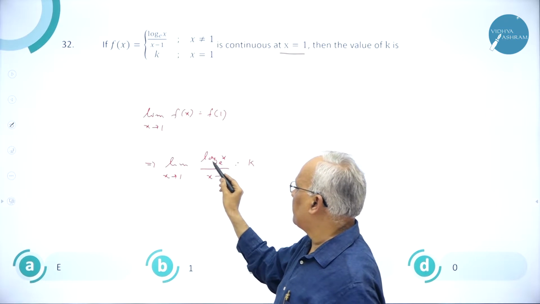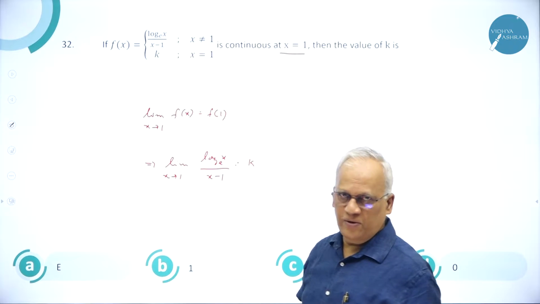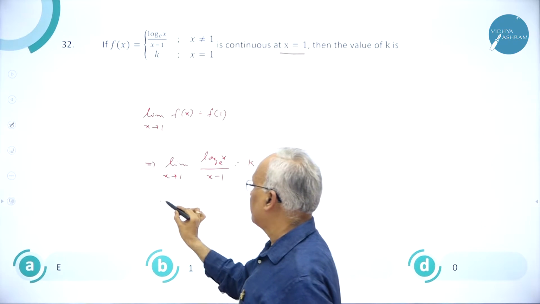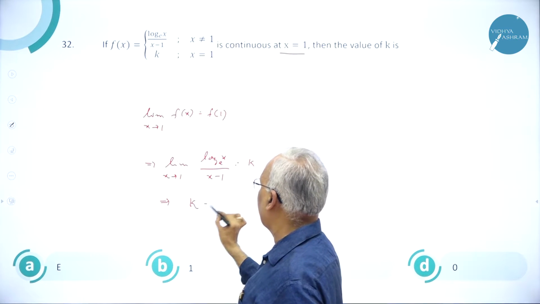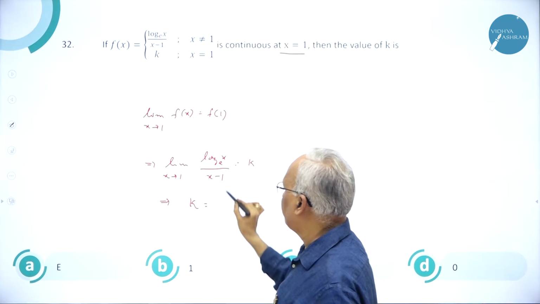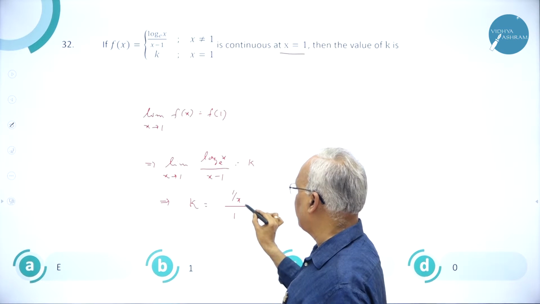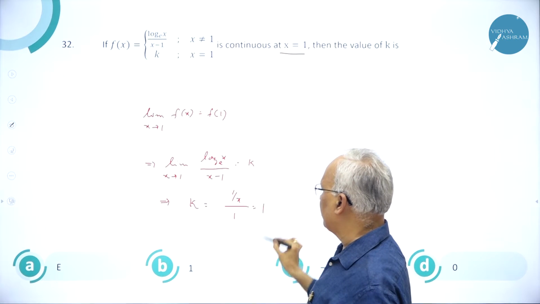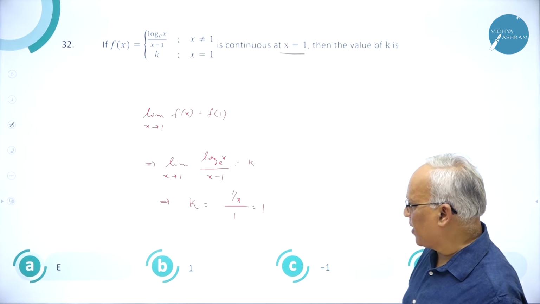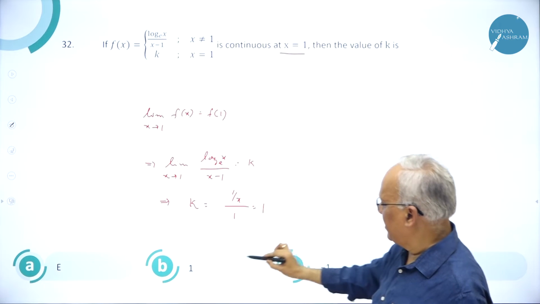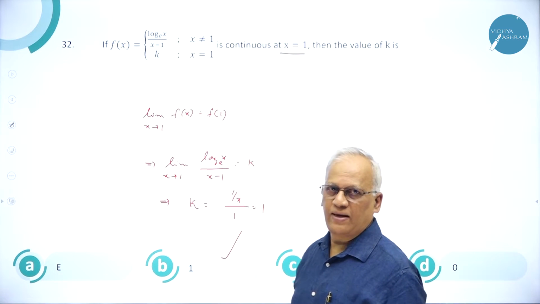Now you put x equal to 1: log 1 is 0, 1 minus 1 is 0. You can apply L'Hospital's rule. So this implies k equal to, log of x derivative is 1 over x divided by derivative of x minus 1, which is 1. Now you put x equal to 1, it becomes 1. So k equal to 1. So the value of k is 1. So that's the answer. Okay, very easy.